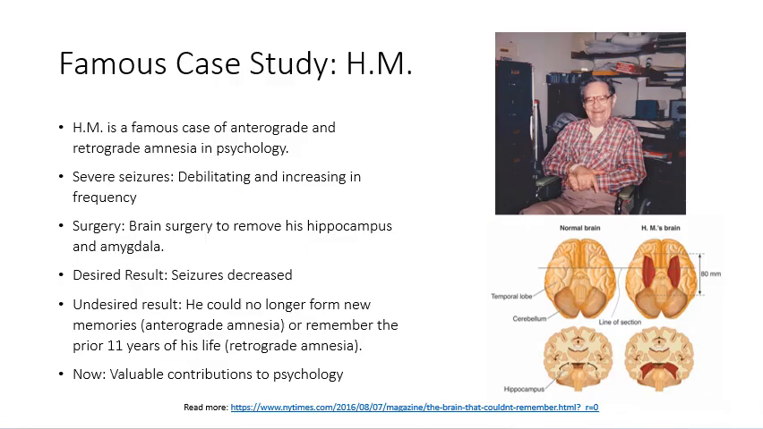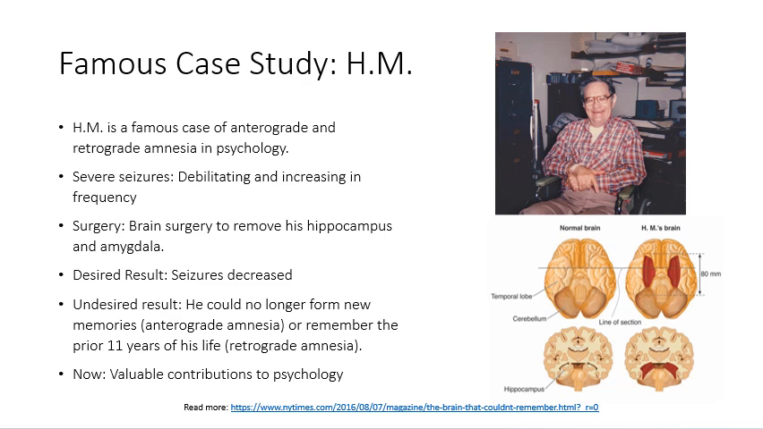So one that your book mentions, a very famous one, is the case study of one man, HM. The reason he is famous is because he had many, many seizures, so bad that he couldn't really function. They were debilitating and preventing him from living his life. And so they did a brain surgery to remove the parts of the brain from which the seizures were emanating, and specifically his hippocampus and amygdala.